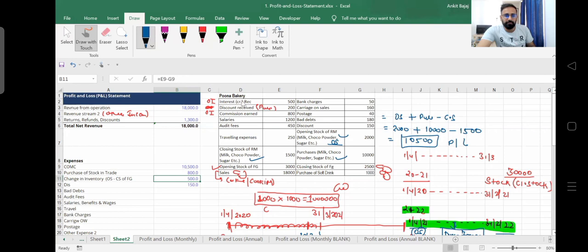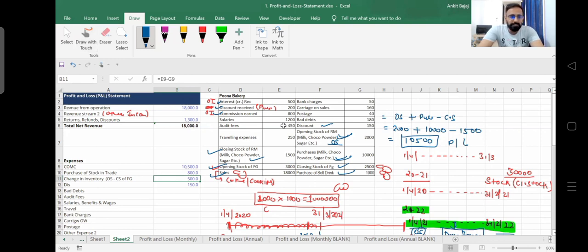So what we have done, we have provided adjustment for interest, discount, commission. Then we have provided adjustment for opening and closing stock, sales. Then opening stock of raw material, purchase. Then closing stock of finished goods. We have provided adjustment for discount also. Now we will see other transactions.